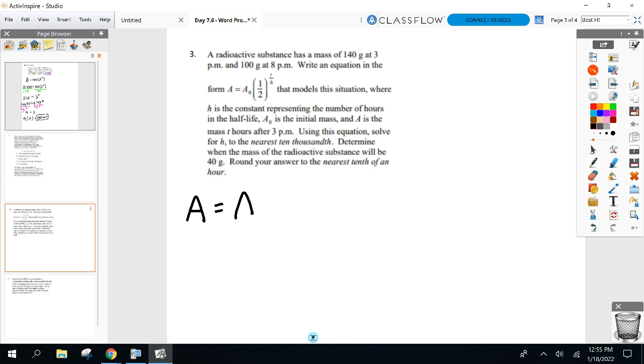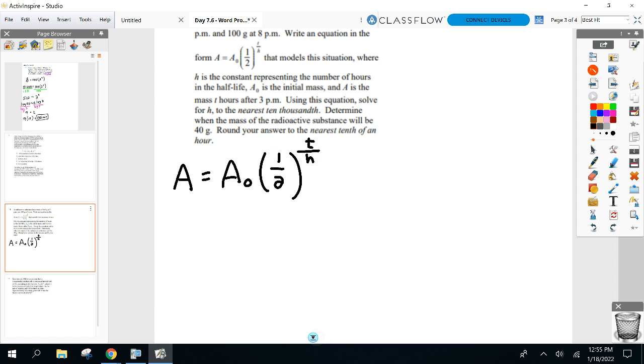A equals A sub 0, times 1/2, raised to the T over lowercase h. And then they tell us what each piece means. A0 is the initial mass. A is the mass after T hours past 3. This is a 2-part question, and I apologize for not putting it into part A and B. Part A, use this equation to solve for h. So here we go. We need to solve for h.